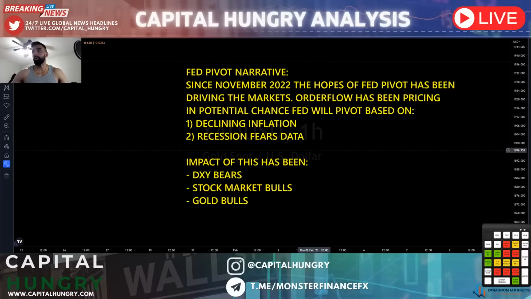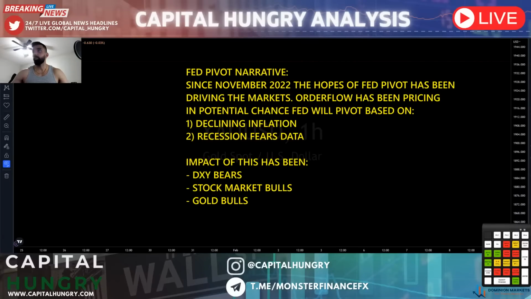Since November 2022, this sentiment has been holding the most weight as month over month we've had improving inflation reports and worsening other economic data such as PMI figures, retail sale activity, consumer consumption, and so forth. The impact on a macro perspective since November has been dollar bears, stock market bulls, and gold bulls.